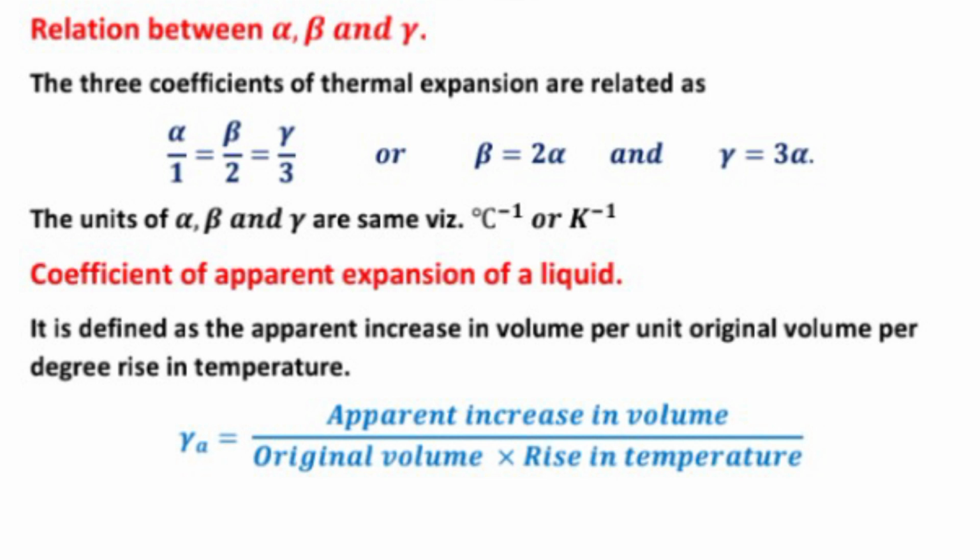Now, coefficient of real expansion of a liquid. It is defined as the real increase in volume per unit original volume per degree rise in temperature. Gamma R means the coefficient of real expansion of a liquid, and that will equal real increase in volume upon original volume into rise in temperature, where gamma G is the coefficient of cubical expansion of a gas.